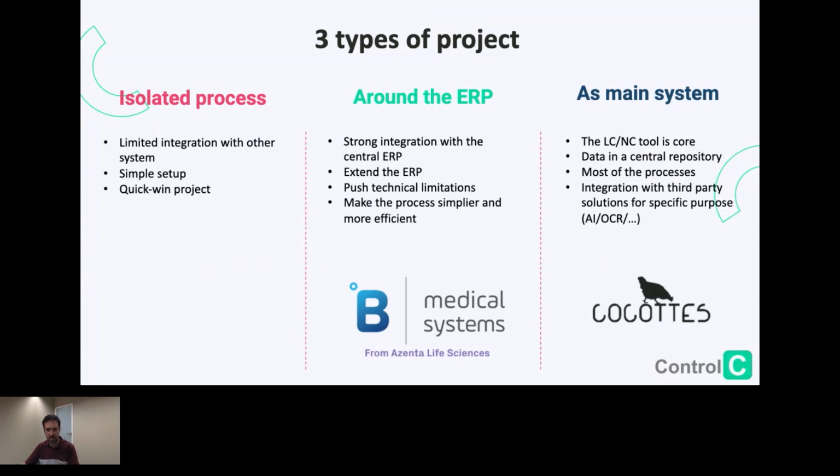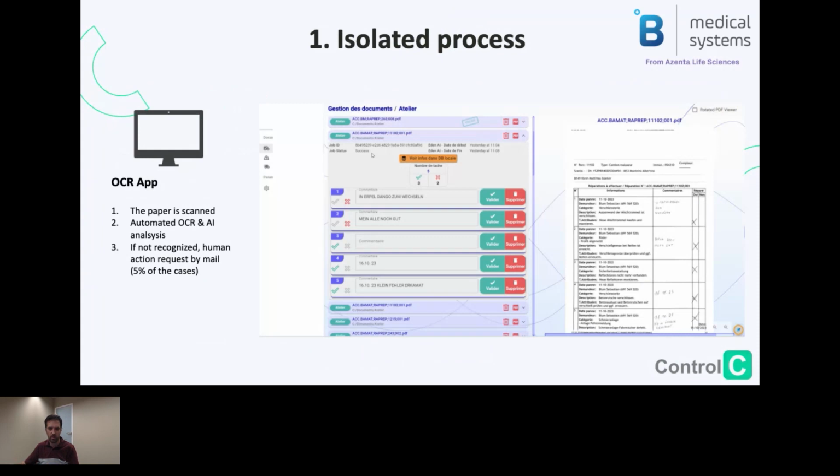Okay, so let's dig into the first type of project: isolated process. I don't know if you can see it quite well, but it was a project we did last year. A prospect asked us if we could digitalize some tasks that are done by a mechanic in a garage. You see on the right side the sheet of paper that is actually scanned. When we started the project, our solution was quite simple.